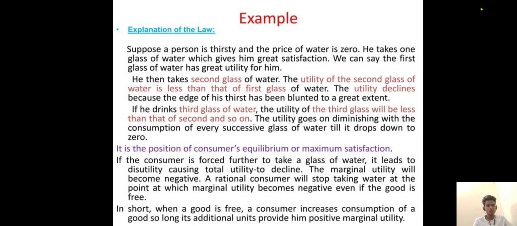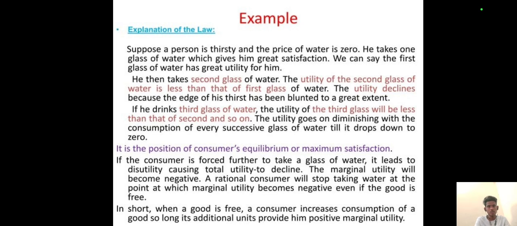It is the position of consumer equilibrium or maximum satisfaction. If the consumer is forced further to take a glass of water, it leads to disutility, causing total utility to decline. The marginal utility will become negative. A rational consumer will stop taking water at the point at which marginal utility becomes negative, even if the good is free.